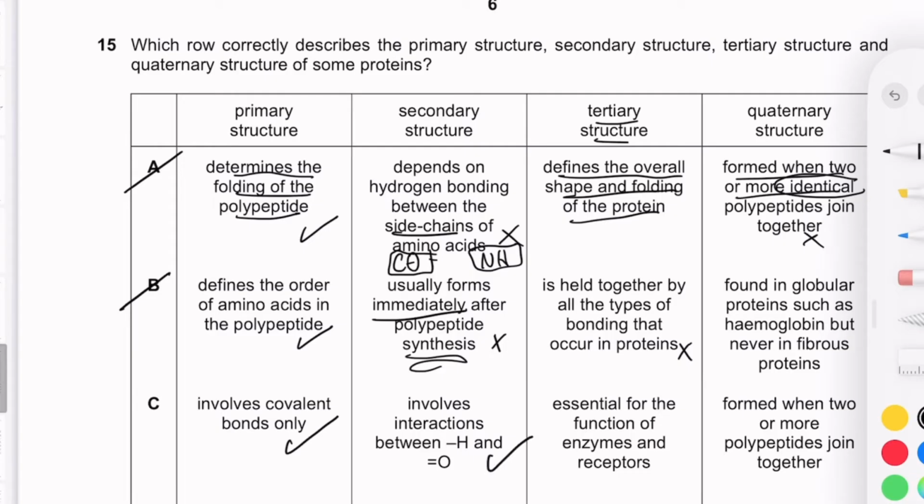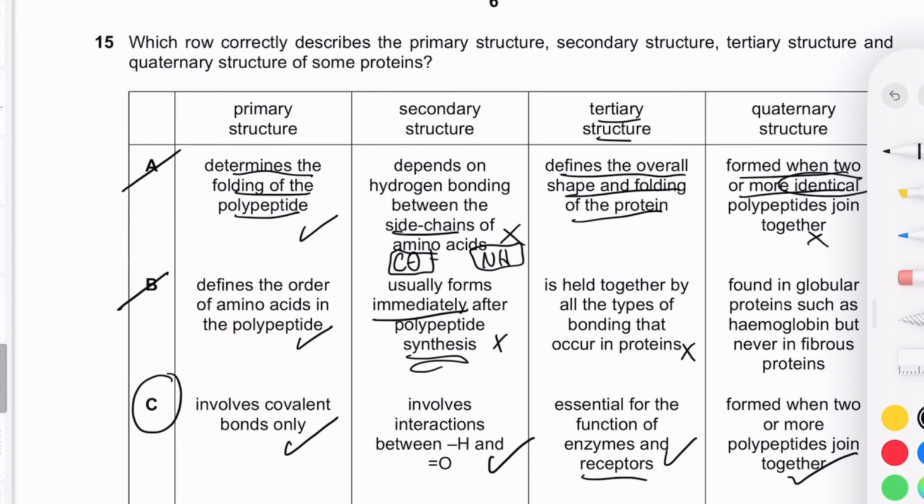That is true. Tertiary, essential for the function of enzymes and receptors. Correct, because enzymes are globular proteins. Being globular means it has tertiary structure, is ball-shaped and is soluble. Same thing for receptors, they're also globular proteins, so that is right. And quaternary structure is formed when two or more peptide chains join together. Correct. So the answer must be C, but let's see D just to make sure.